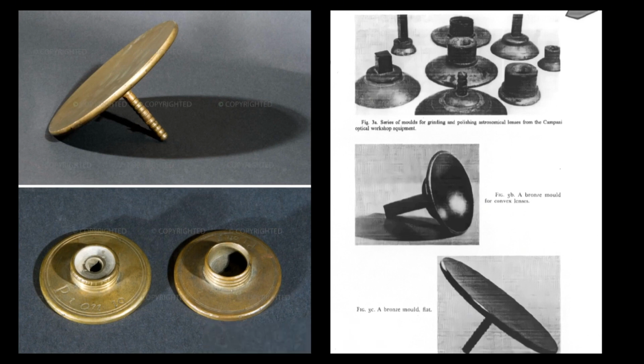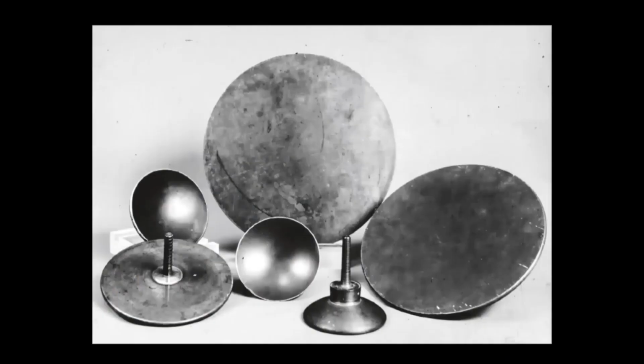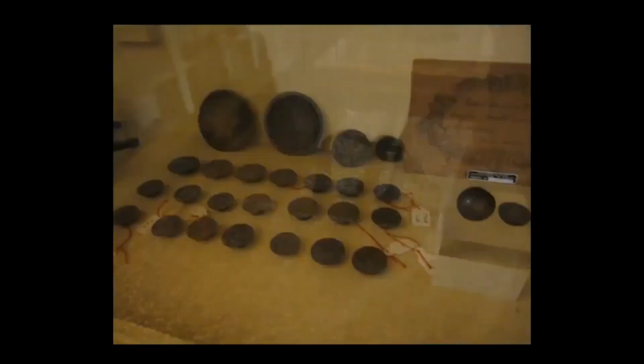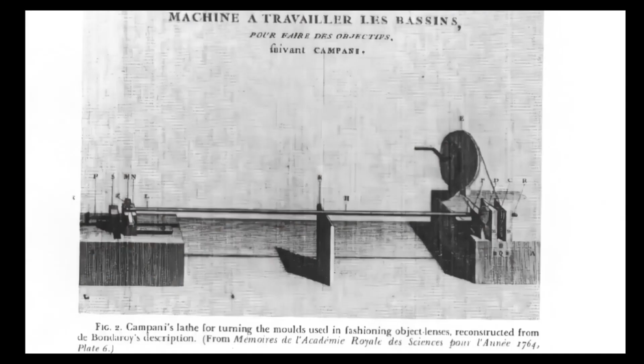They have different radii of curvature, starting from flat ones for flat surfaces up to convex surfaces for eyepieces and objective lenses, and also, I think, convex surfaces for concave lenses. They are used manually, and others are attached to a machine, which was hand driven. More about this process in this video.